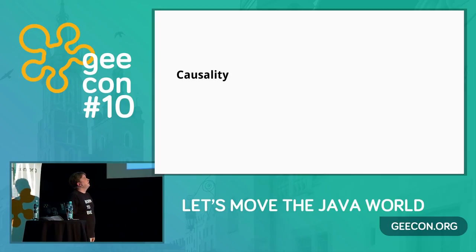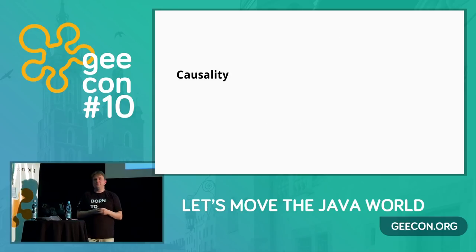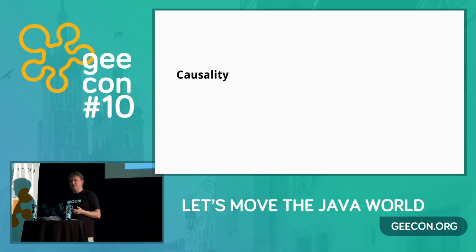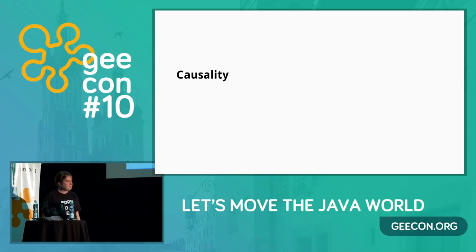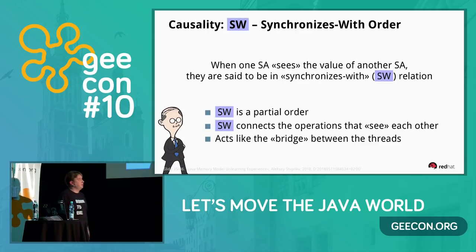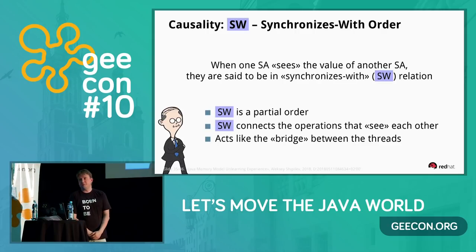All right? Causality. Causality is a bad word because it has lots of overloaded meanings, but we will be talking about one specific meaning of it. How do you do the cause and effect things in your programs? To do that, we have to learn a few things about JMM again.